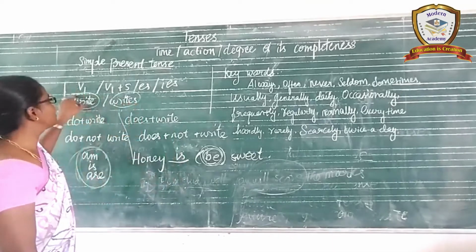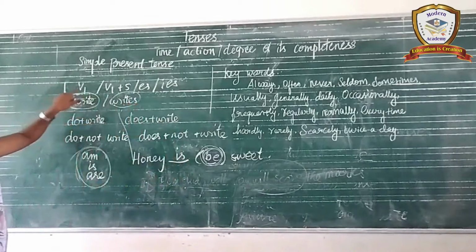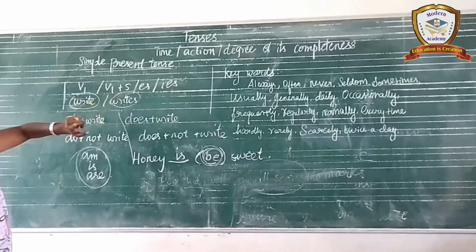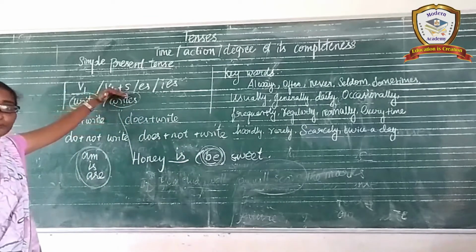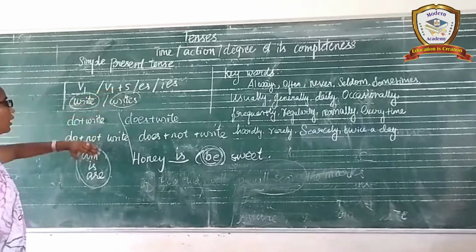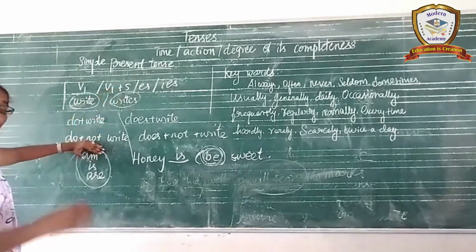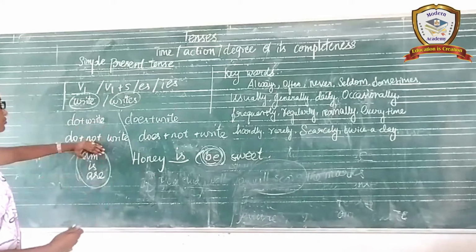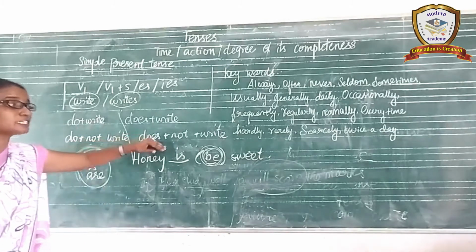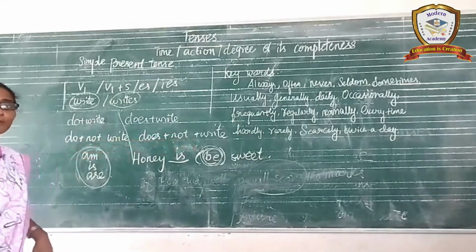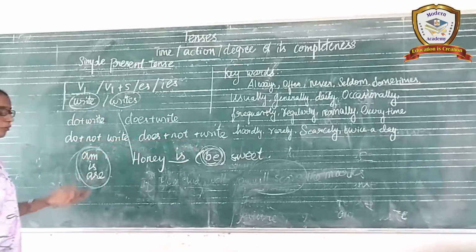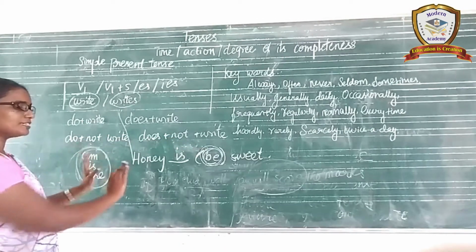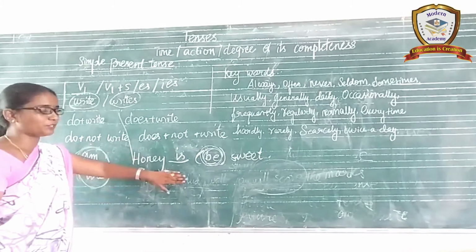How to write a simple present tense verb? Be one, or be one plus s, es, or ies. It's a positive formation. How to write a negative simple present tense verb? Do plus not plus write. Does plus not plus write. And the half form verb. So sometimes if you don't get confusion, just know it. This one you have to know.